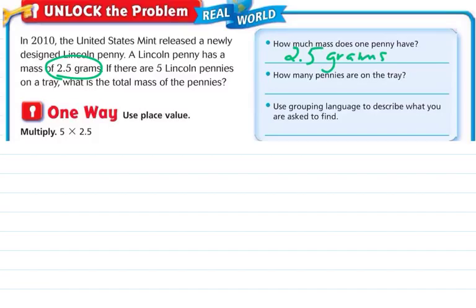Next, boys and girls, we're going to go to the next question. It says, how many pennies are on the tray? If we go back into the problem, boys and girls, we see that there are 5 Lincoln pennies. So what we're going to write down here is 5 pennies.